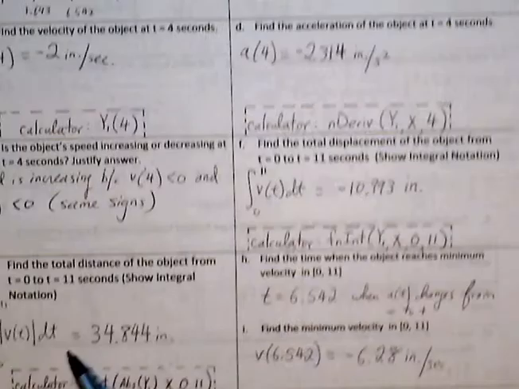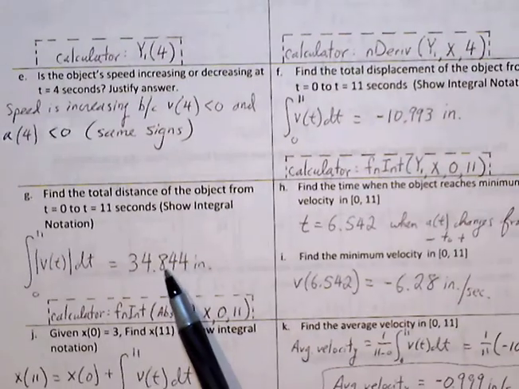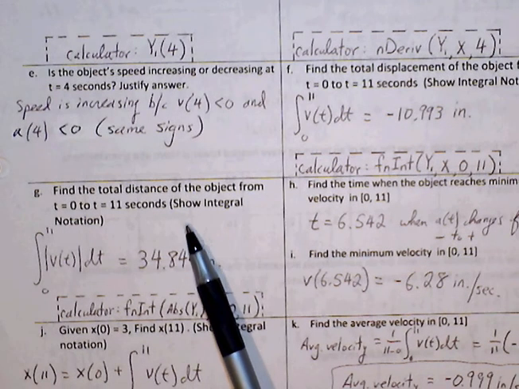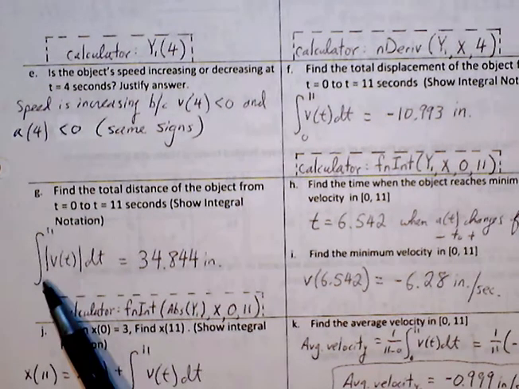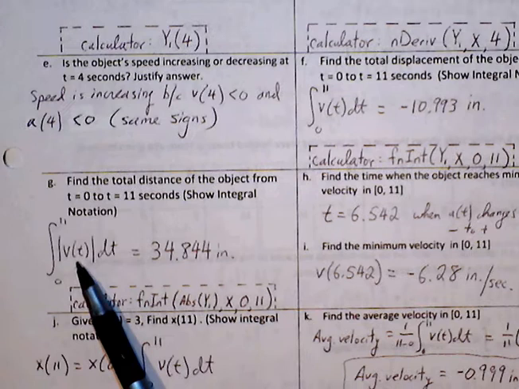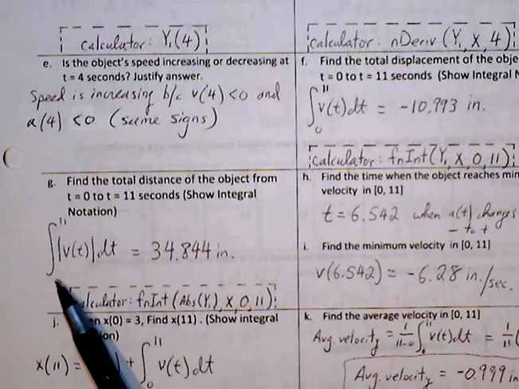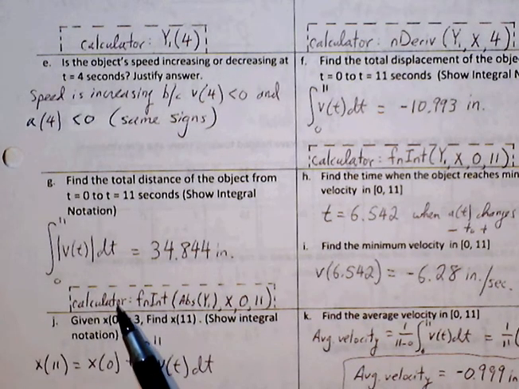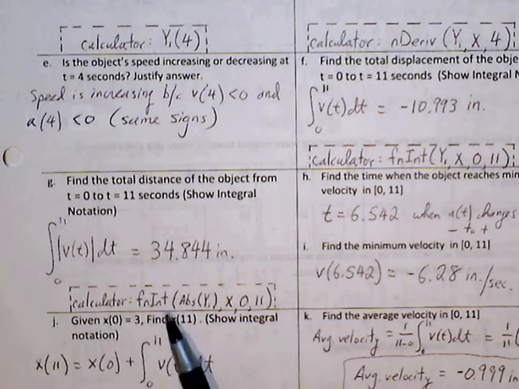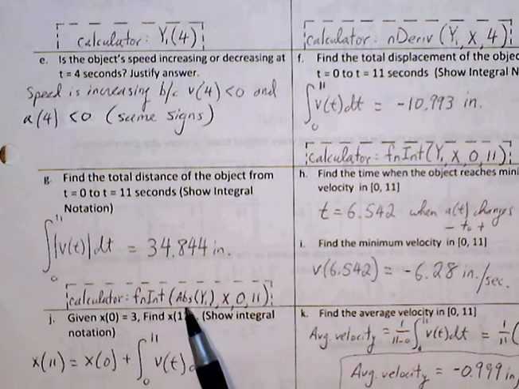For part G, find the total distance of the object from 0 to 11 seconds. Again, we want to show integral notation. So the definite integral of the absolute value of v of t from 0 to 11. The only adjustment we have to make is we have to call the absolute value of y sub 1.